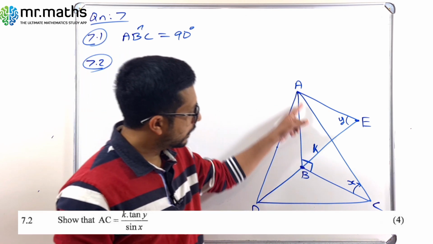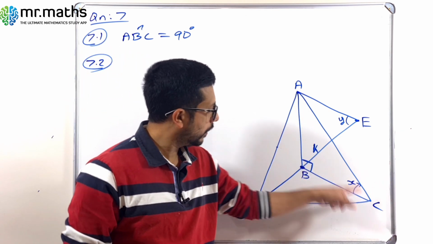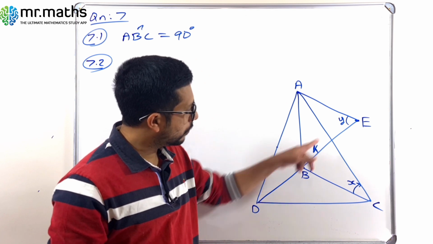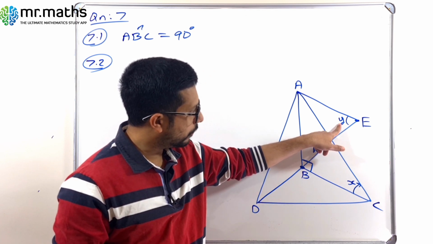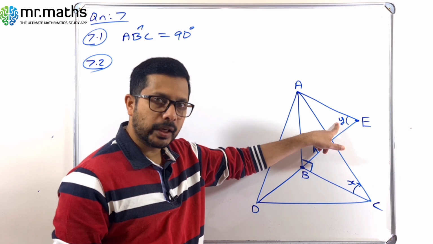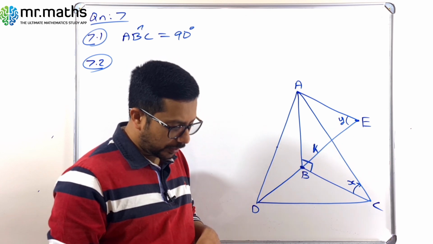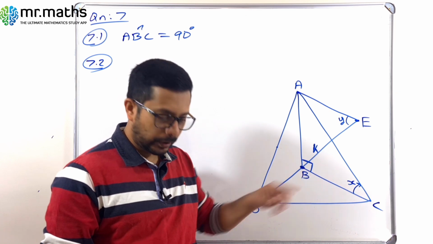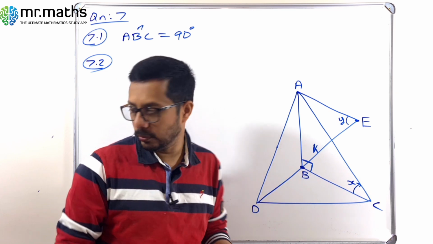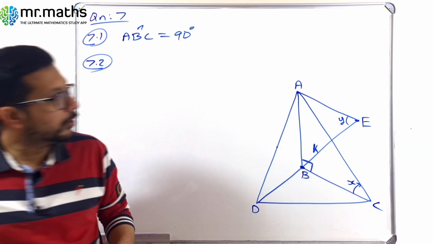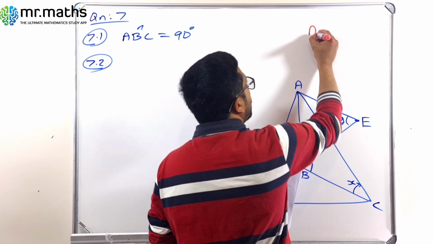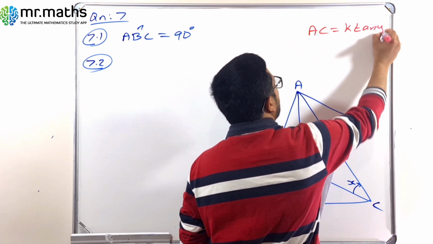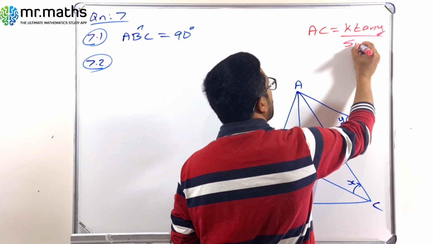Where is this AC? AC is equal to this one. K tan Y. So they used this triangle. That is why they take tan Y, and divided by sin X. So it means that this question from the given one, what we want to prove. So what do we want to prove? We have to prove that AC is equal to K tan Y divided by sin X.